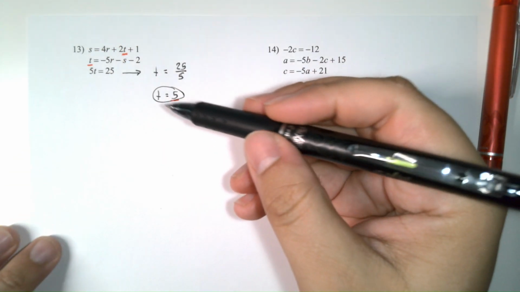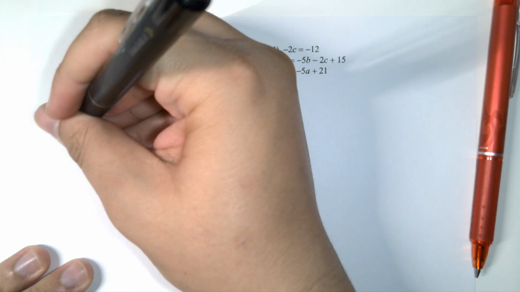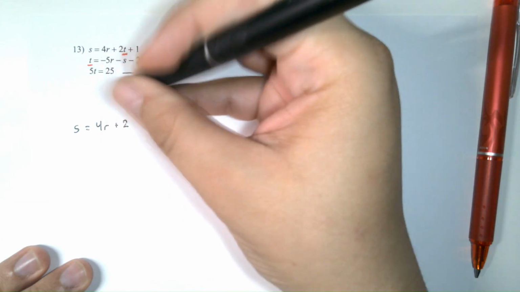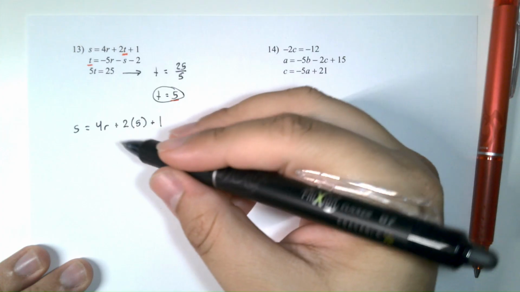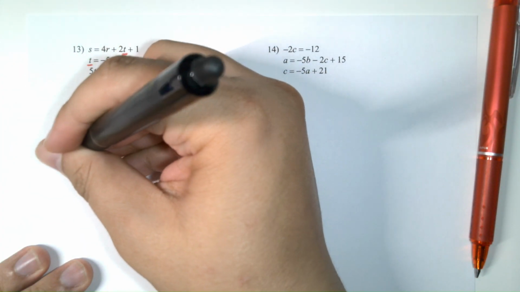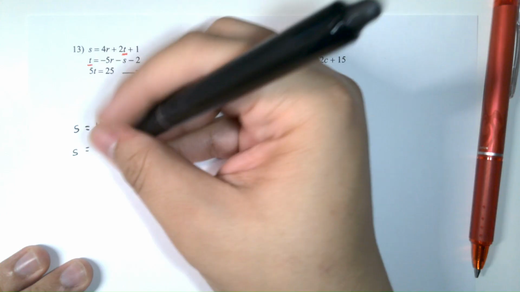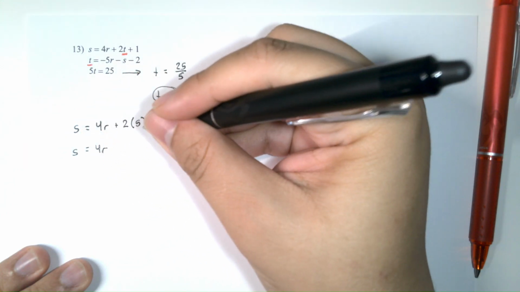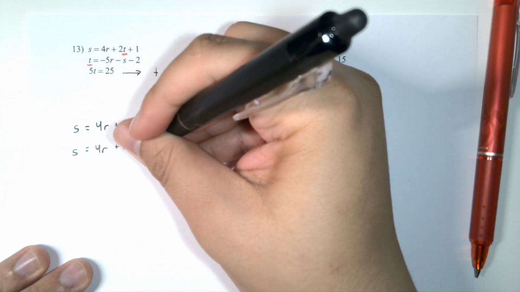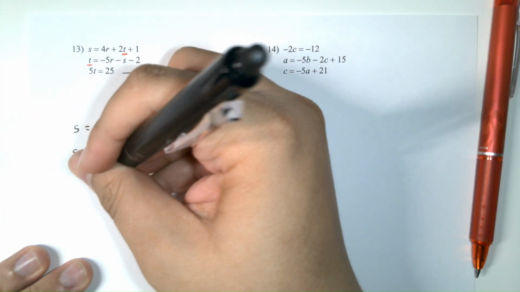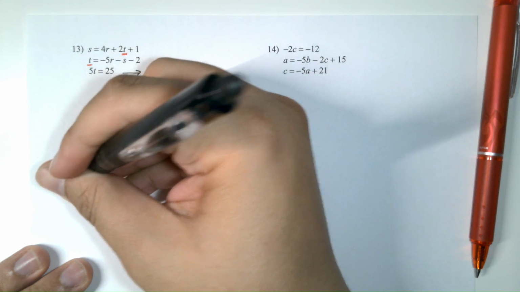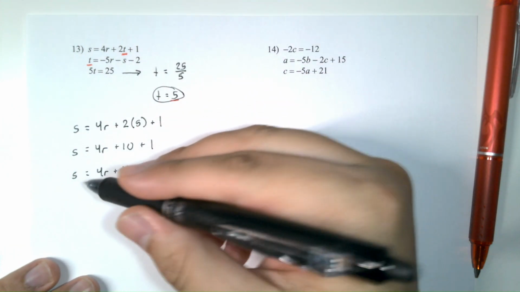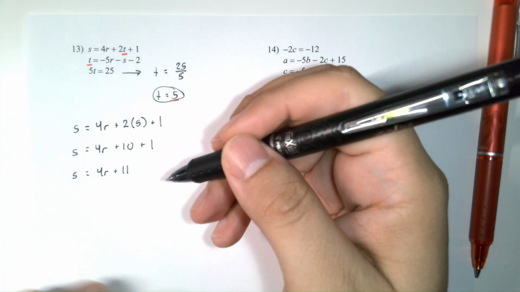So inputting that into the other two equations, the first equation, we're going to get s is equal to 4r plus 2t. We know t is 5, and then plus 1. If we multiply this out, we still have the 4r, but 2 times 5 is 10, and then plus 1. The 10 plus 1 will combine, and we're going to get an 11 out of that. So now we know s is equal to 4r plus 11.